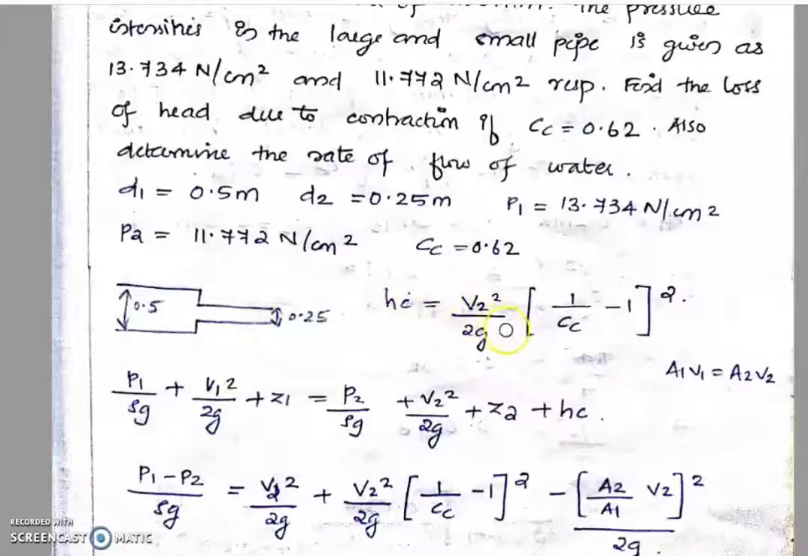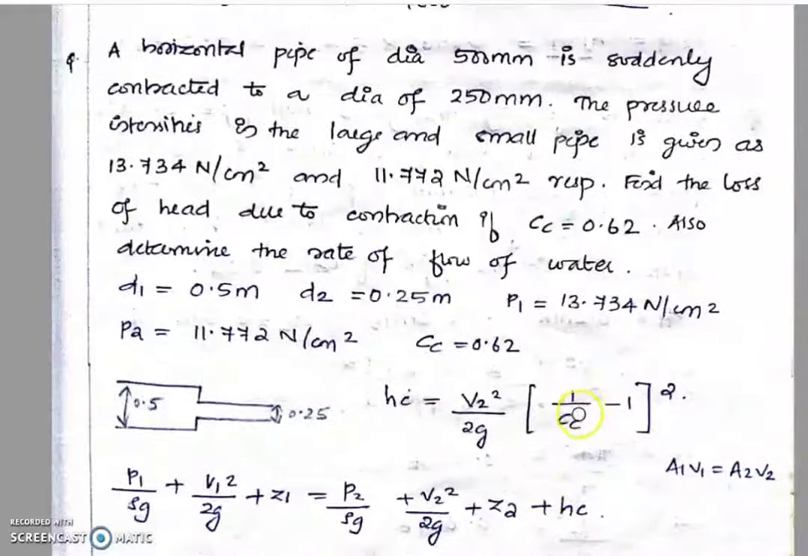Hc is equal to V2 square by 2g into (1 by Cc minus 1) the whole square. So here, to find out the Hc, the problem is that you don't know about the discharge. Q is not given, and the diameter is given, so you can find out the area, but you can't find out what V2, V1 and all are. Discharge is not given, so we can't directly apply this equation.